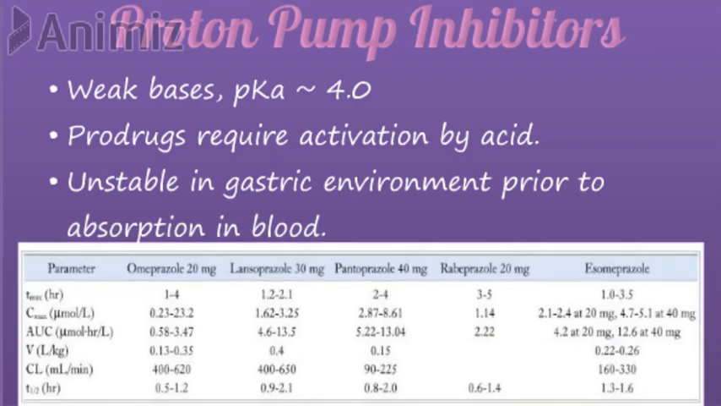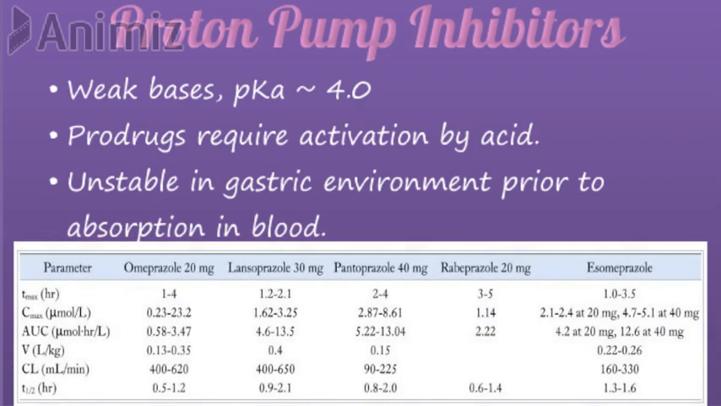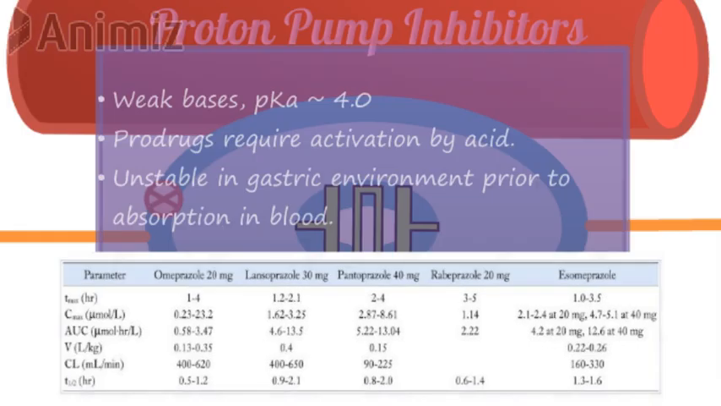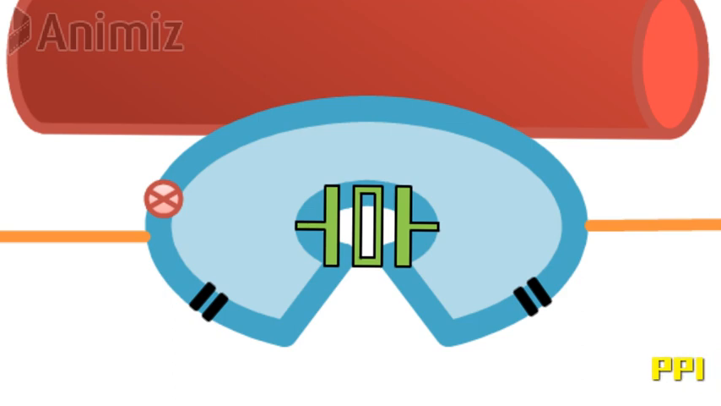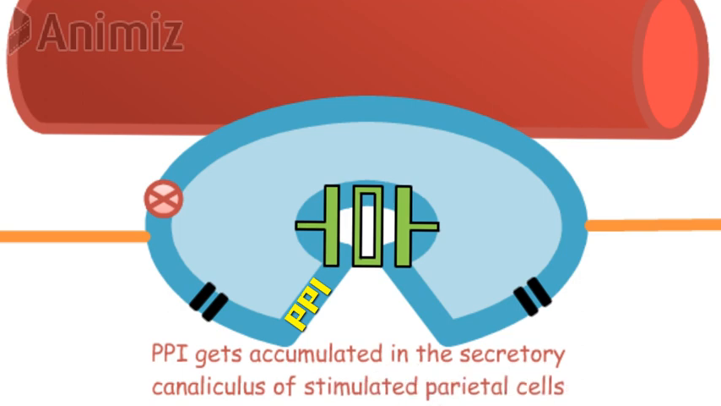In this table we can see the pharmacokinetic parameter of the proton pump inhibitor drugs, and we can see that the T half, which is the last parameter of all these drugs, is around 1 to 2 hour. So when we take these drugs orally, it passes from the stomach to the intestine where it is absorbed into the blood vessels, and from the blood it passes to the parietal cell of the stomach where these drugs get accumulated in the secretory canaliculus of the stimulated parietal cells. Stimulated parietal cells are those cells which are secreting the HCl.